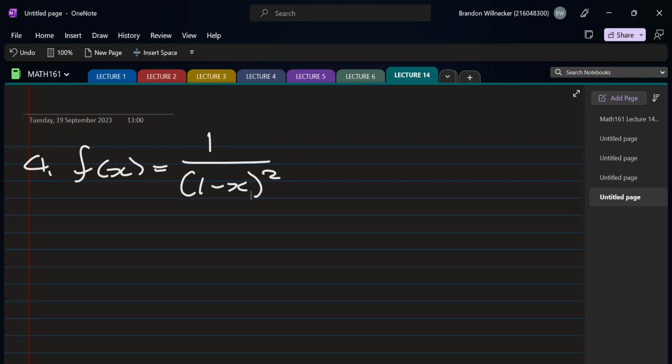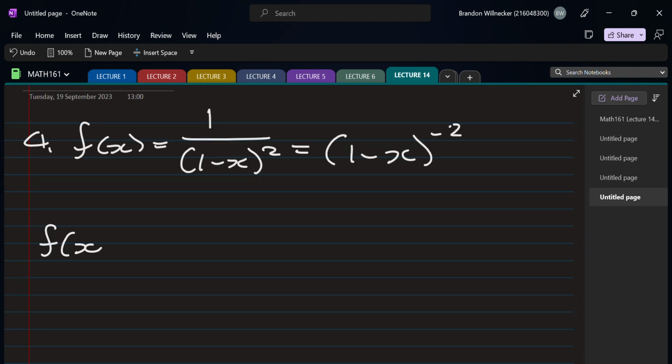Okay, so we've got this function here. Now, there's no nice tricks for this. We can't write it as a series, like that 1 over 1 minus x. So with this one, we have to go back to those original steps. So we write it as 1 minus x to the minus 2, and then we have to take those derivatives.